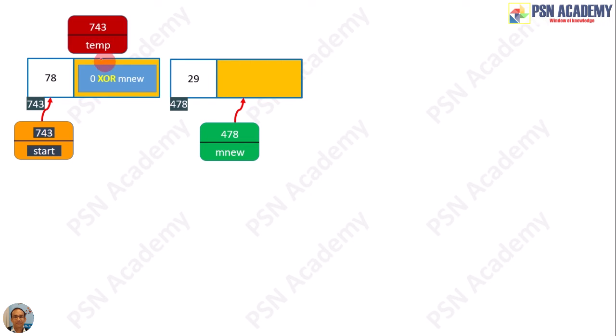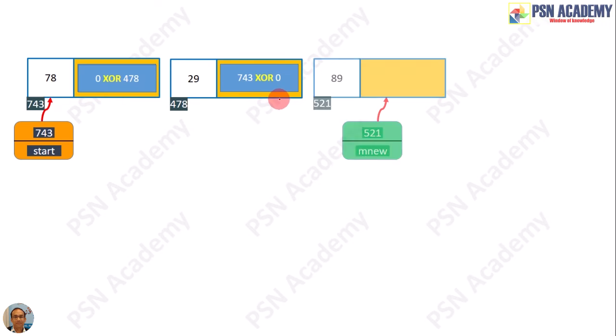To perform this, you take the temp pointer and initialize it with start so that temp will be standing at 743 initially, right? Next, you update this yellow region with temp XOR 0, because temp is the previous node and 0 is the next node, so it will look like this. Next, you add one more. mu is pointing to the node at 521, and this is the list that exists at this moment, and this node at 478 is the last node.